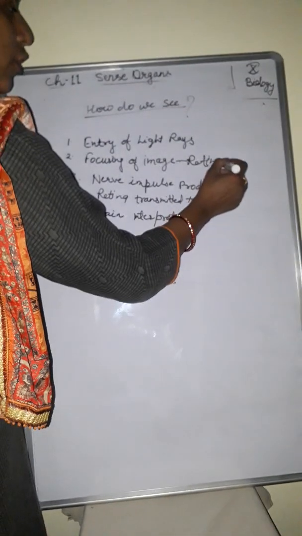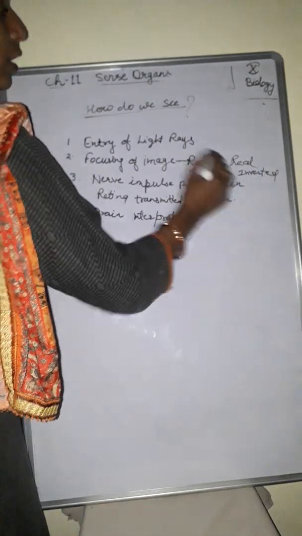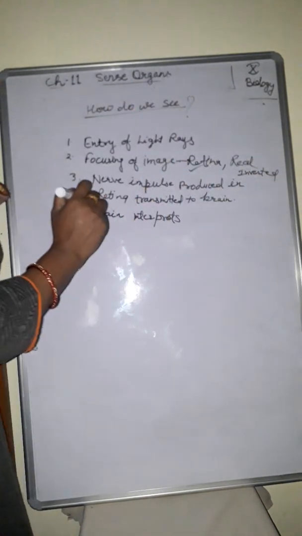Where is the image formed? On the retina. And what kind of image is formed? Always real and inverted. Image formed on the retina, which type of image is this? Real. And the posture of the image is always inverted.